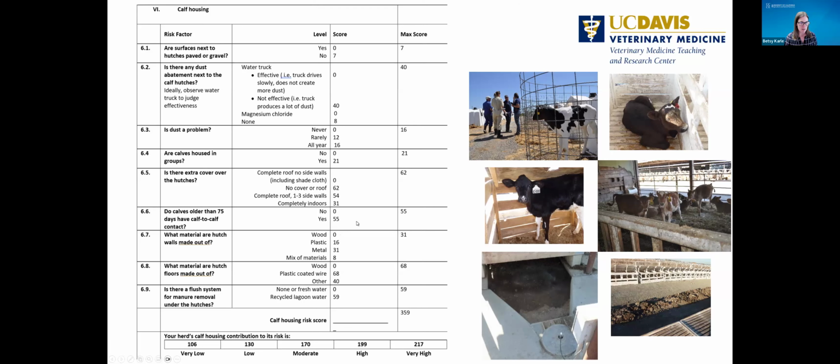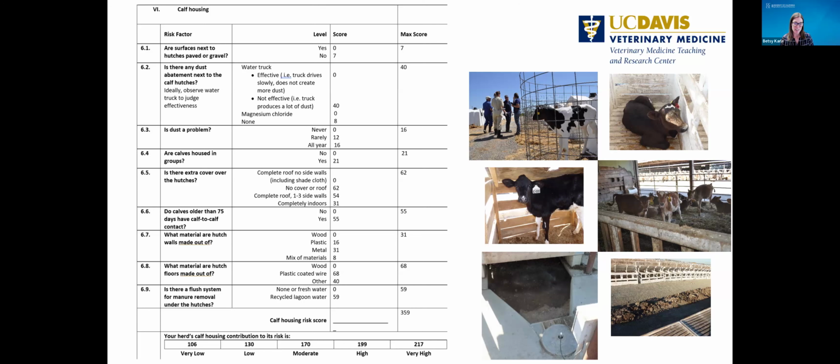What else? So also calf-to-calf contact, so that gets to the spread of disease and potentially group housing there. This is where our hutch material came into play as well, where we saw that those metal components on the hutches were somehow associated with respiratory disease, but also mitigated by extra shade. So something to consider going forward.